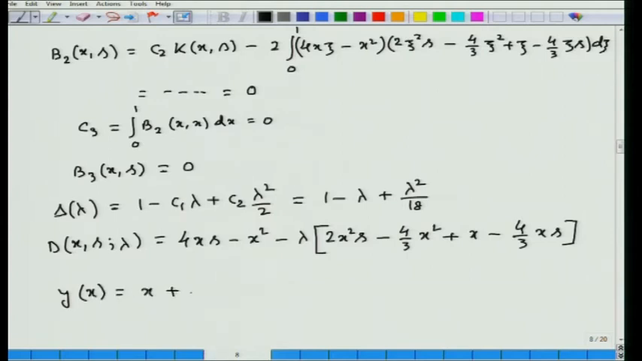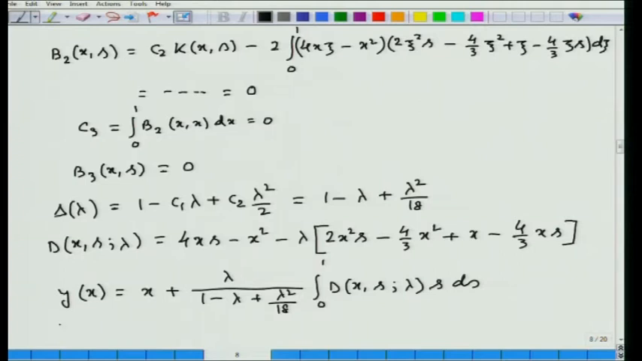and therefore, the solution to the given problem is y(x) equal to x plus lambda divided by 1 minus lambda plus lambda square by 18, then integral 0 to 1 D(x,s,lambda) s ds, because f(x) equal to x. So, f(s) is equal to s. So, this is the solution to the given integral equation.